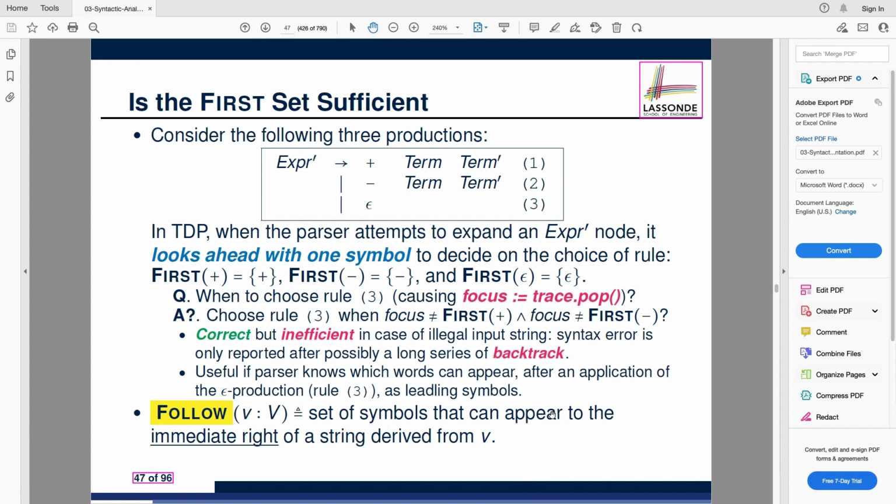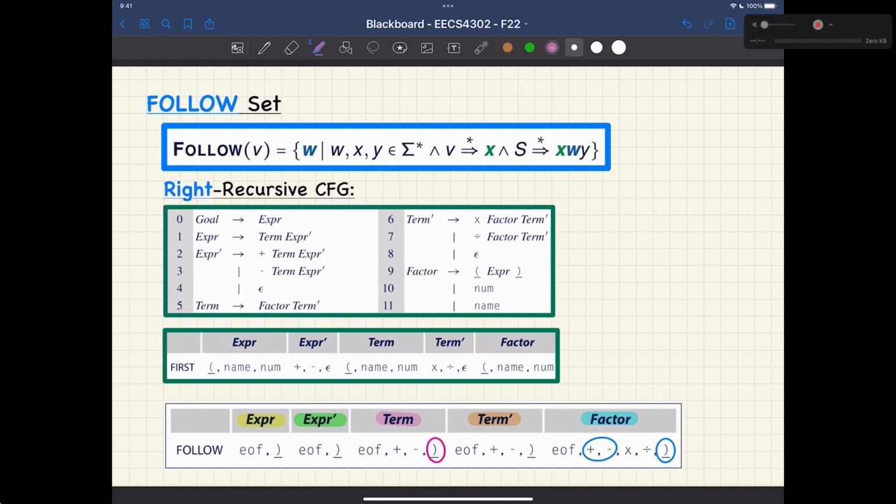It will be the set of symbols that can appear to the immediate right, like after the string derived from V. Right? Of course, the argument for the follow will just be a single variable. Okay? Or we can generalize it into a mix of symbols, like what we did for the first. This will be the abstract definition. Let's now take a quick look. Okay? For now, we're just going to talk about variable.